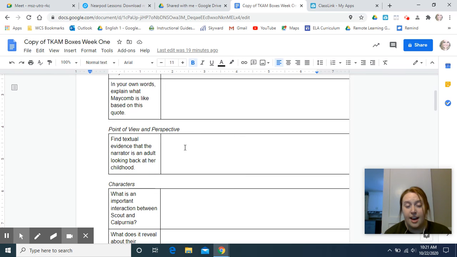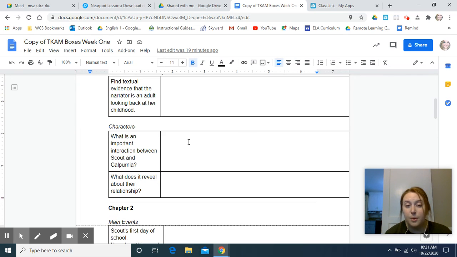So I want you to look at finding point of view and perspective, looking at important interactions between the characters. Now, some of these things you guys have actually already answered in your earlier tasks, which I did very purposefully because I want you to really focus on this question: what does it reveal about the relationship? So if you look back at your tasks that you did earlier, you actually already have the answers to this question.